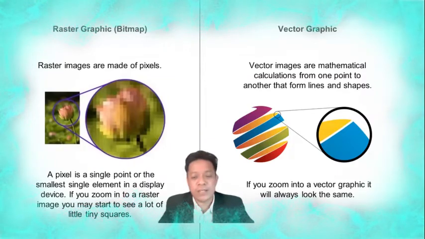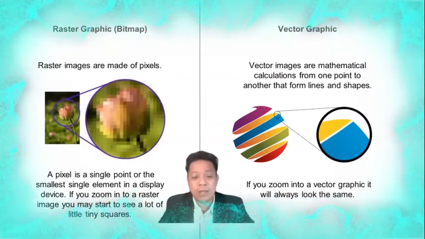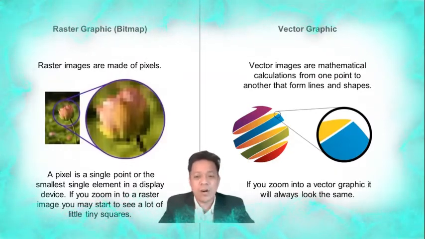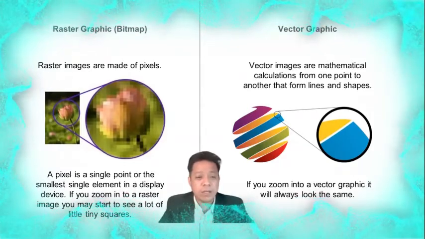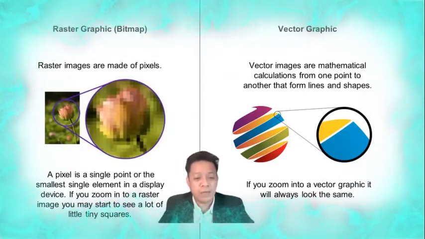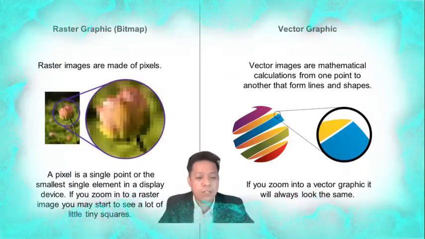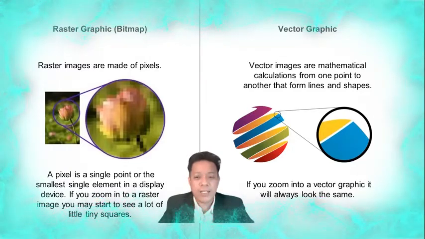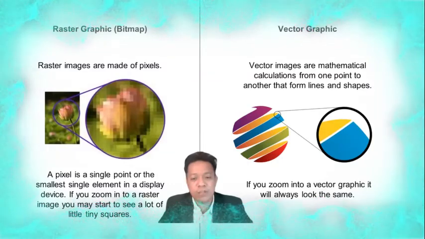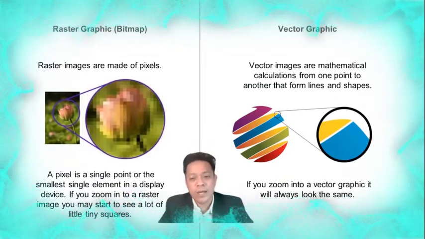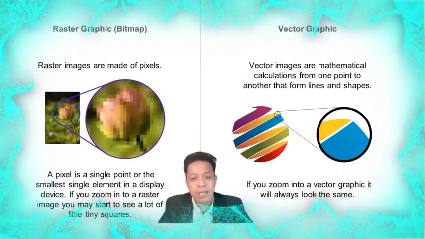Different from this, vector graphics use lines and code. If we zoom in, the lines of the graphic remain. In a raster graphic, a pixel is the smallest single element in a display device. If you zoom in to a raster image, you start to see a lot of little tiny squares. With a vector graphic, if you zoom in, it always looks the same, because vector graphics are based on lines and shapes.